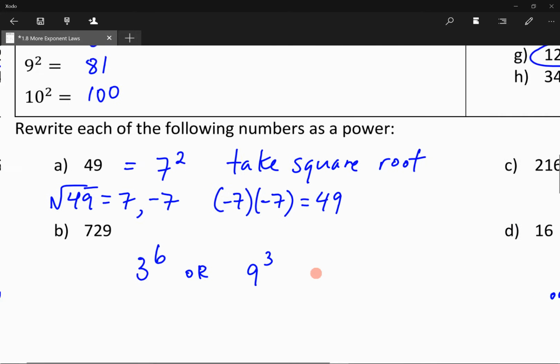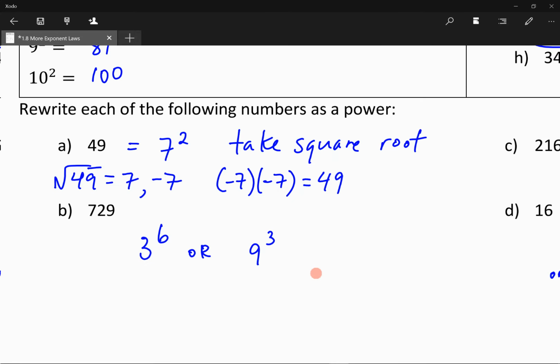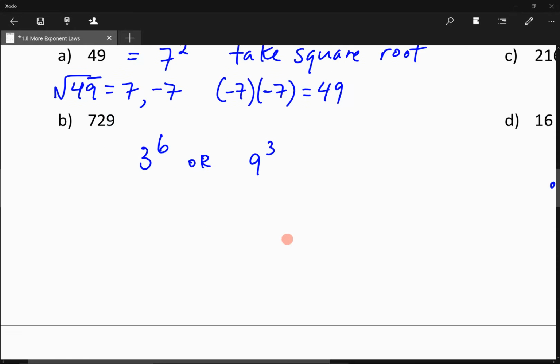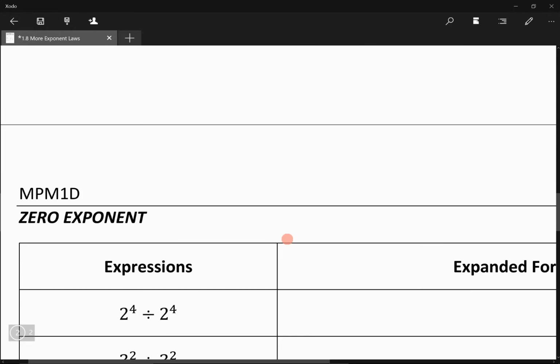Now, how do I know to come up with these numbers? How do I know 729 can be written as a power with the base of 3, or a power with the base of 9? Well, that comes from divisibility rules. If I know 729, I would know that it is divisible by 3, and I also know that it's divisible by 9. How do I know? Well, there are some divisibility rules.